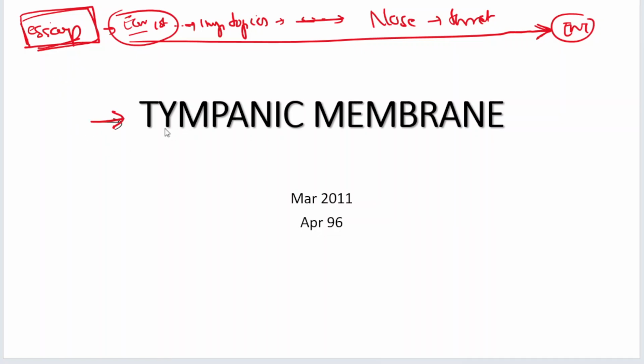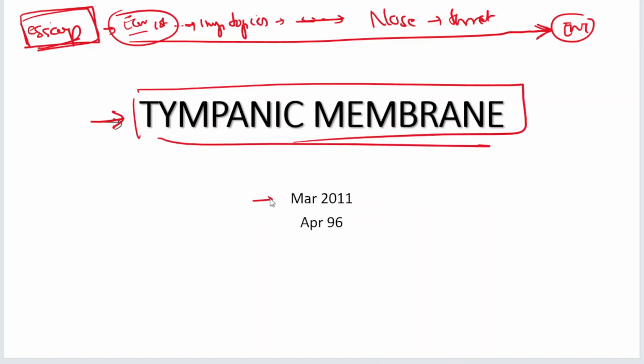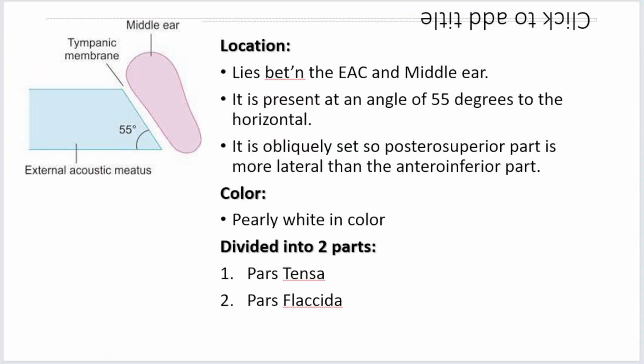Okay, so as part of it, we are starting with the tympanic membrane, which is an important topic. It has been asked twice, once in March 2011 and another time in 1996. Now coming to the location of the tympanic membrane, where is it located? It is located between the external auditory canal and the middle ear, obviously.